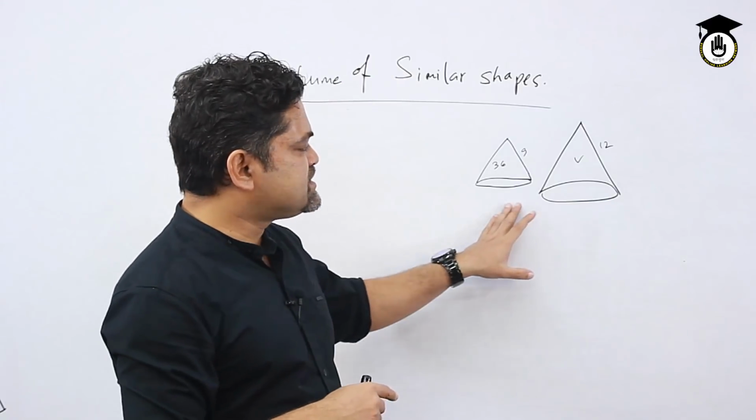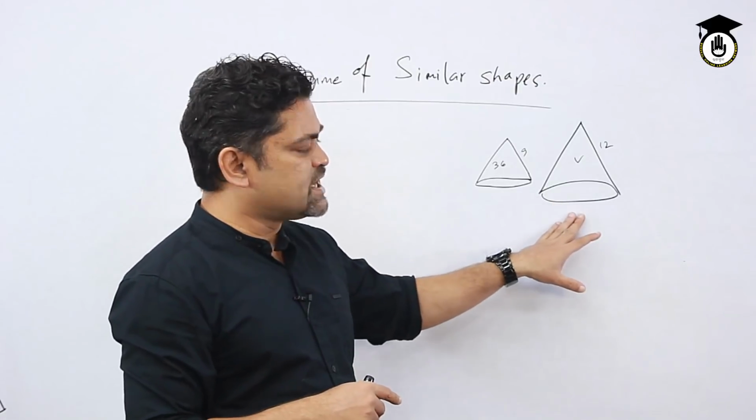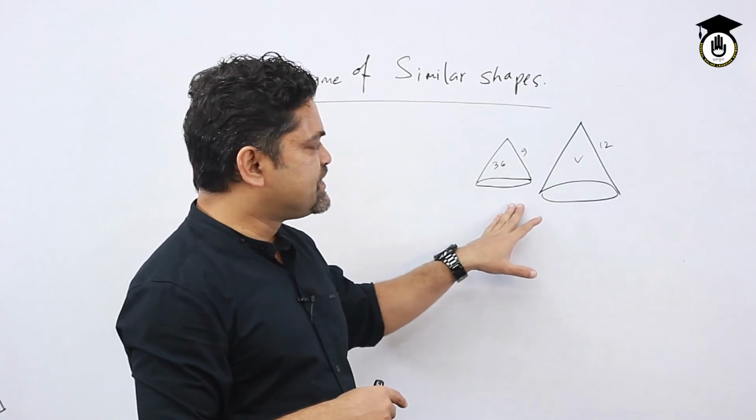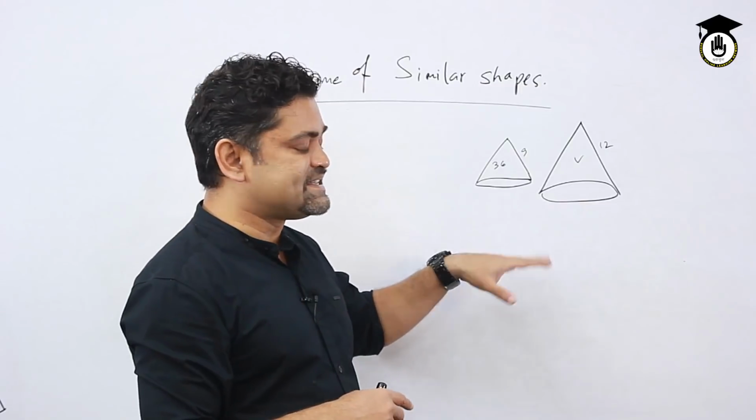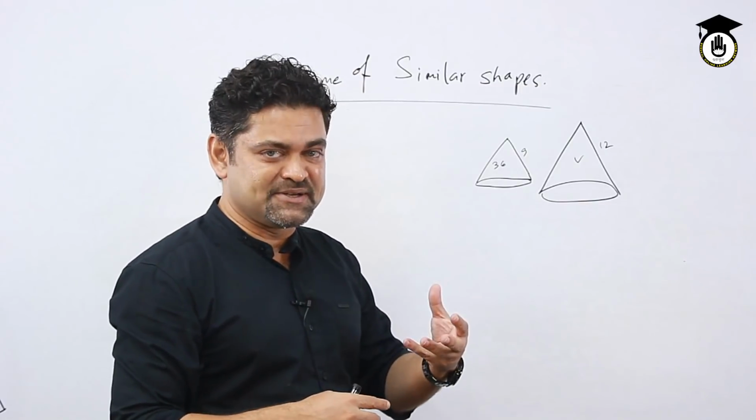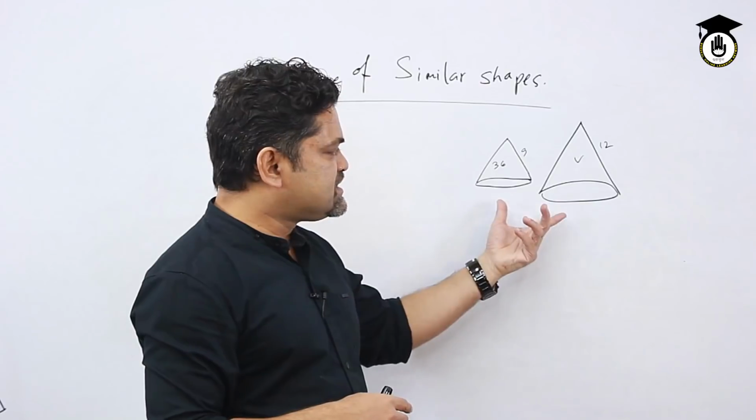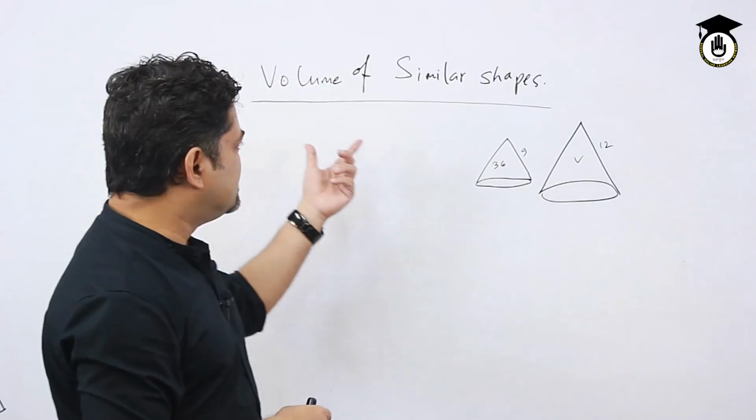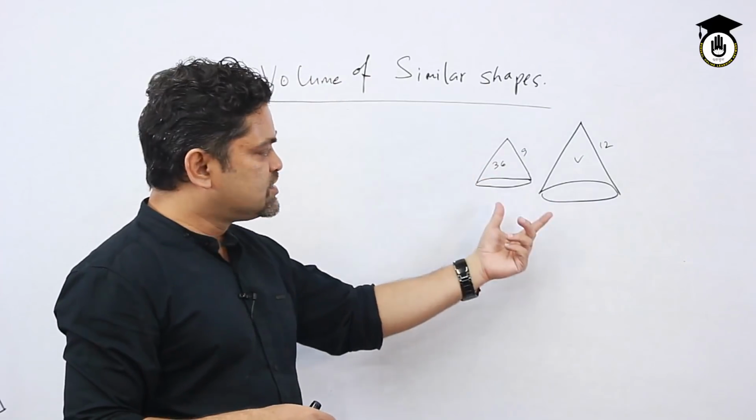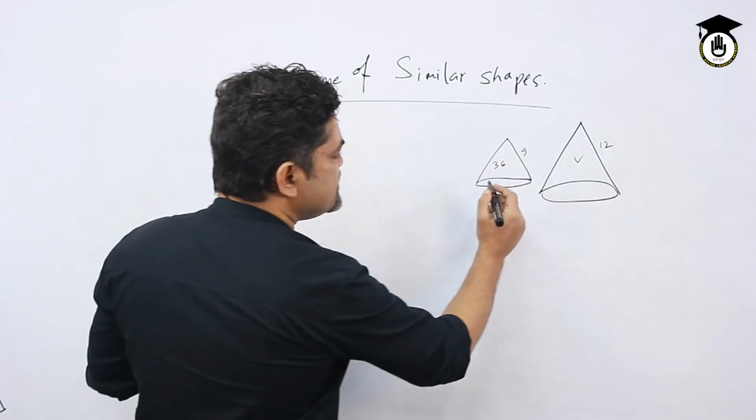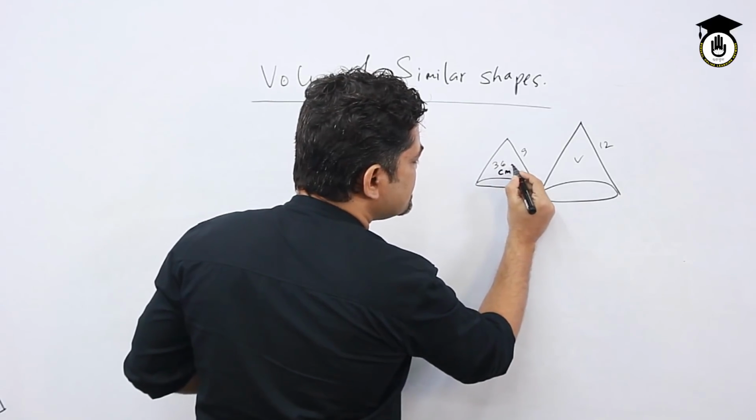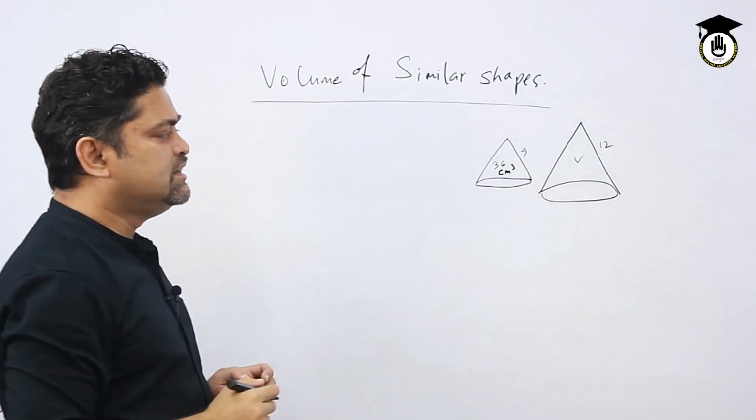Here you see that I have drawn two shapes for you. The name of the shape is a cone. We will discuss these things more in our mensuration lecture. In geometry, I am just trying to make you understand how to find the volume of similar shapes. So there are two cones. One volume is given here as 36 centimeter cube, and you are asked to find V.